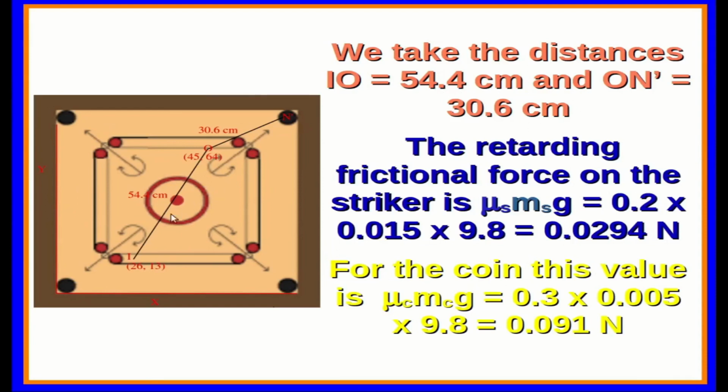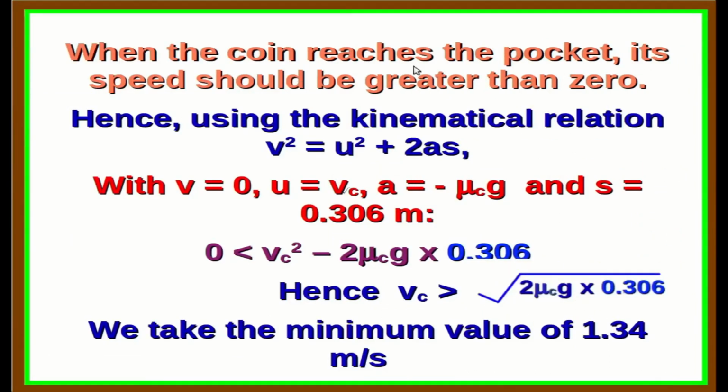Some typical values. The retarding frictional force on the striker is mu s ms g equal to 0.2 into 0.015 into 9.8, that is equal to 0.0294 newtons. For the coin, this value is mu c mc g equal to 0.3 into 0.005 into 9.8, that is equal to 0.0147 newton.